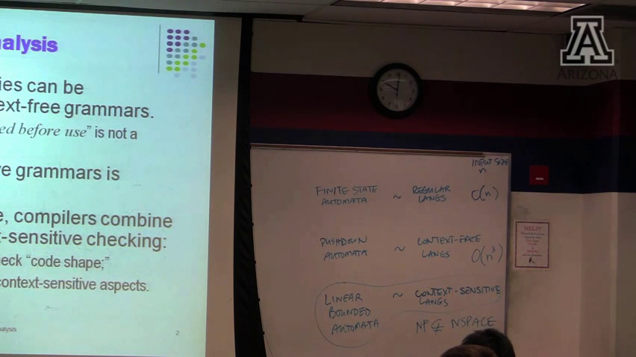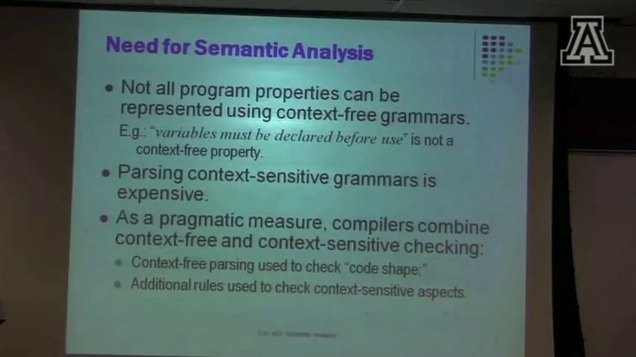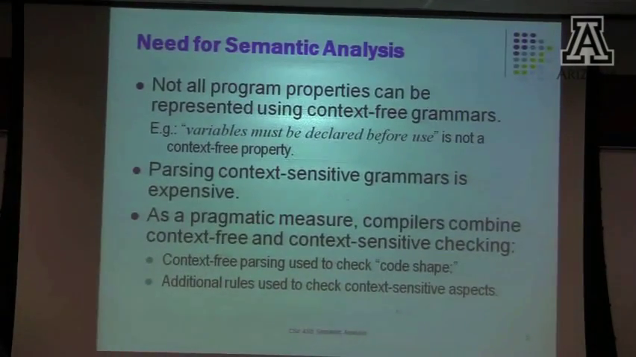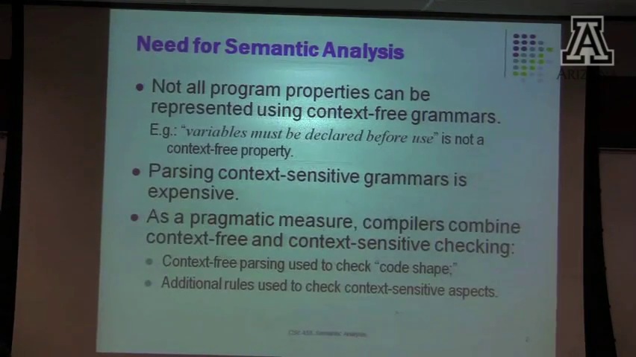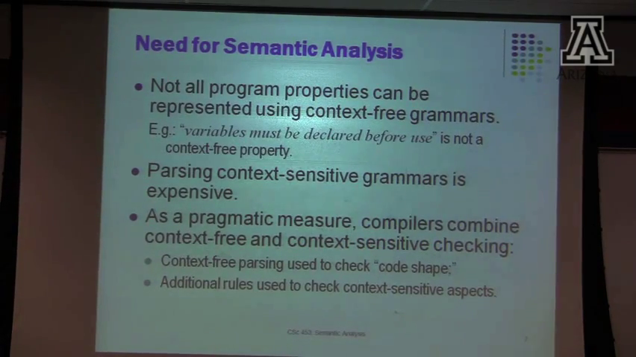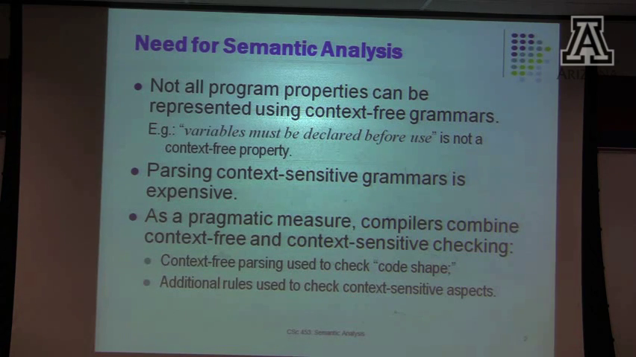Okay? So what we will do as a pragmatic measure is we'll combine context-free and context-sensitive checking. We'll use context-free parsing to check the shape of the code. And then we'll have an additional layer that simply checks the context-sensitive properties. Okay, so that's how we'll get by. And that way we'll stay polynomial time, we'll stay efficient.